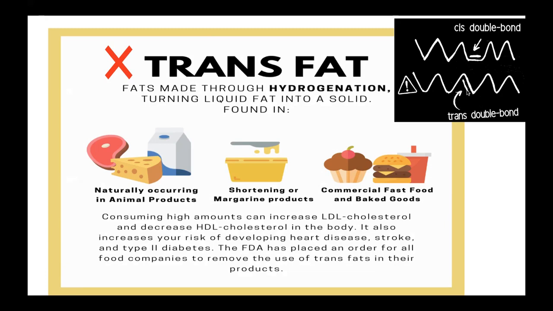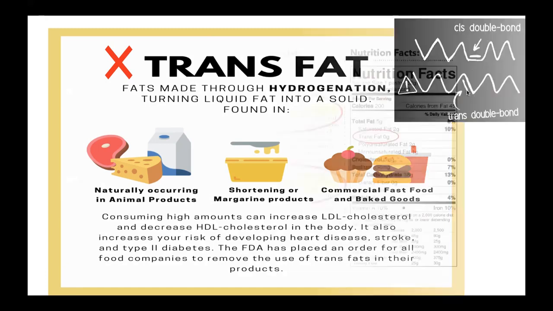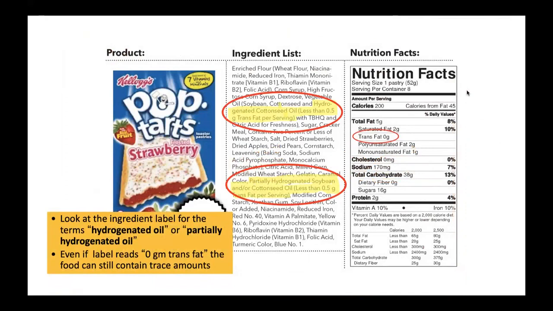So the problem is because it's found mostly in food, how do you know if a product contains trans fat or not? The primary dietary source for trans fat in processed food is partially hydrogenated oil. So the code word is partially hydrogenated oil. One way you can identify if a food item has trans fat or not is to look at both the nutrition facts label.